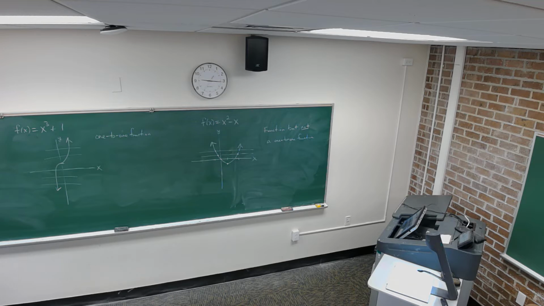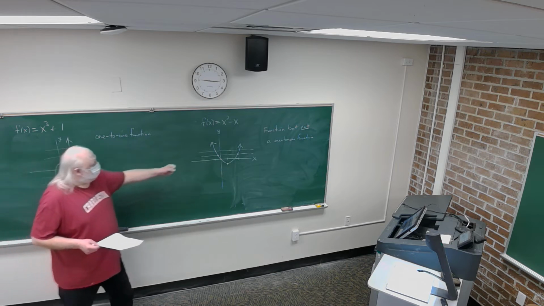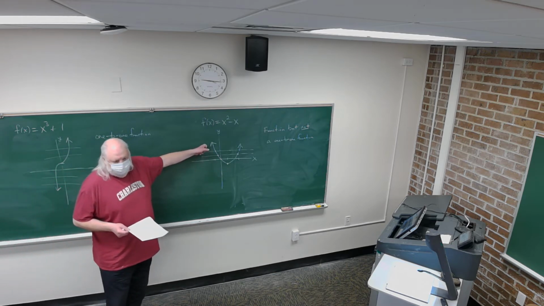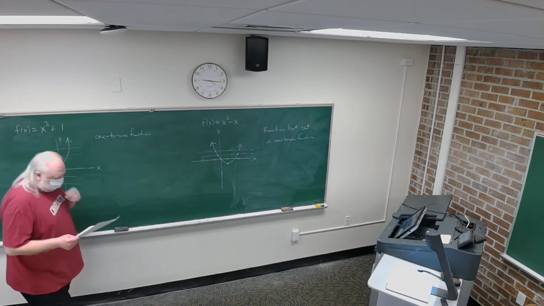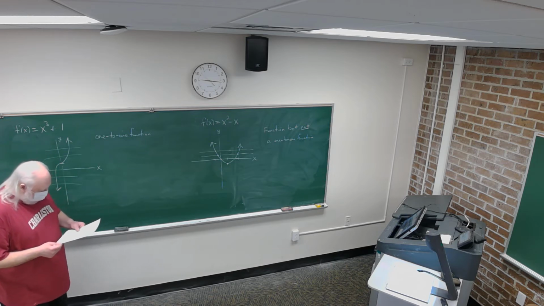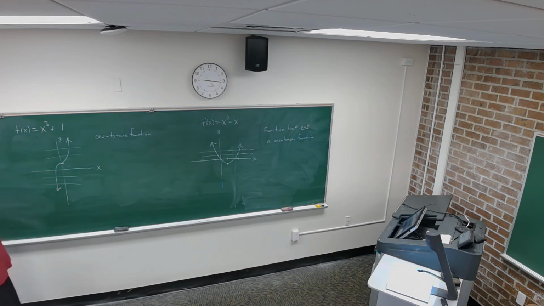Okay. So why do we care? Because only one-to-one functions have inverse functions. So this function has an inverse function. This function does not have an inverse function, right? Only one-to-one functions have an inverse function. And that's what it's saying down here below.